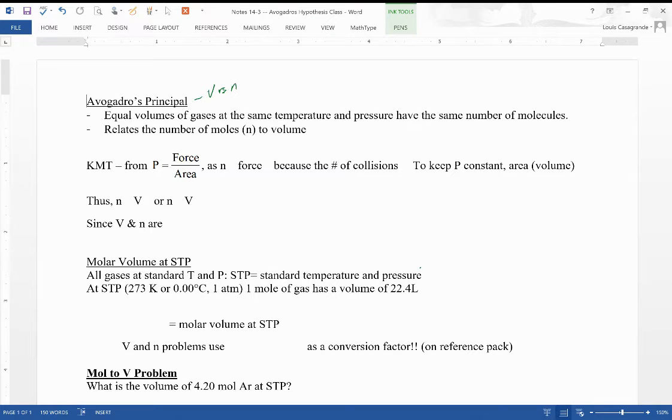Now, what that's really telling us is that if we keep temperature and pressure constant, those are the two things that are going to be constant now, the volume of a gas is directly proportional to the number of moles of gas. This is going to be a direct proportion. And we saw this in our simulation where we had a balloon blowing up.